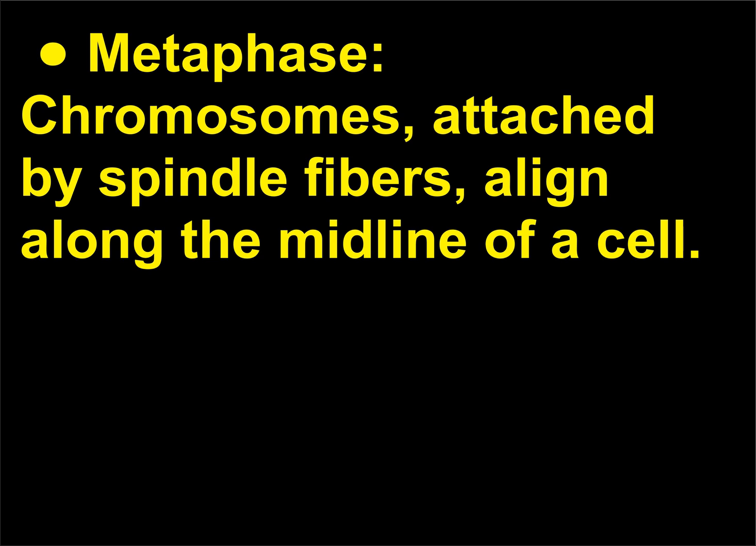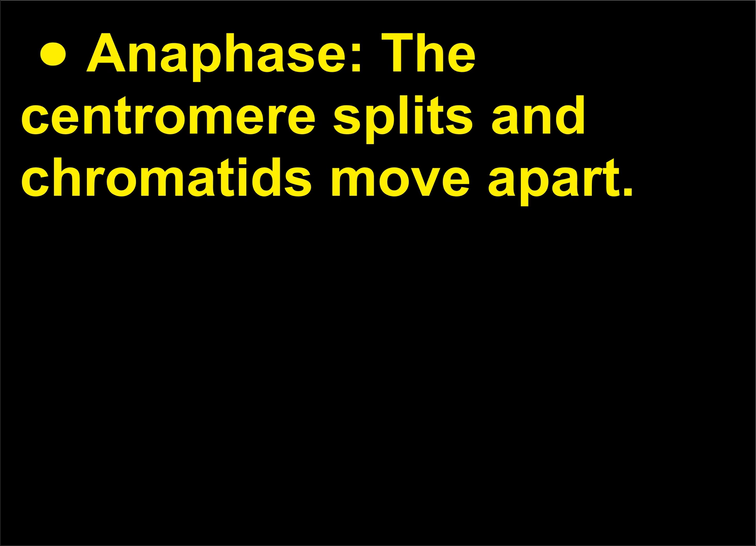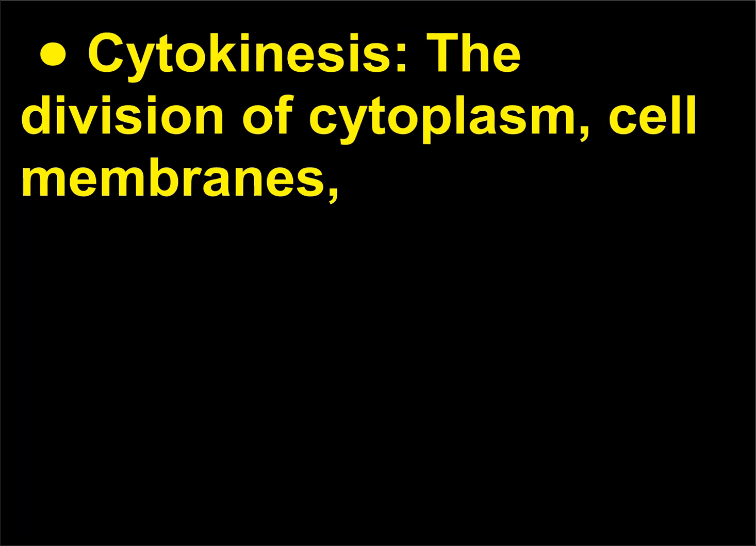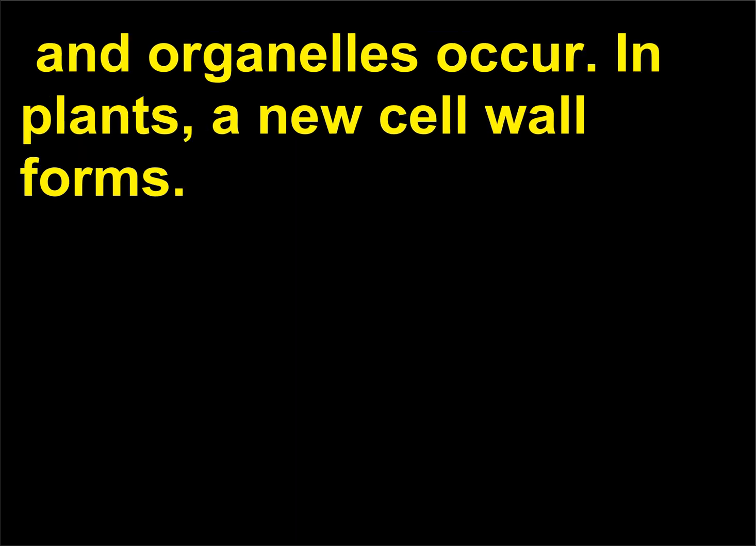Metaphase: chromosomes, attached by spindle fibers, align along the midline of the cell. Anaphase: the centromere splits and chromatids move apart. Telophase: the nuclear membrane reforms around the newly divided chromosomes. Cytokinesis: the division of cytoplasm, cell membranes, and organelles occurs. In plants, a new cell wall forms.